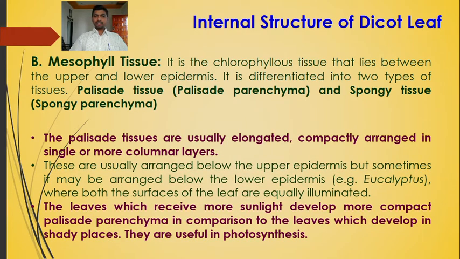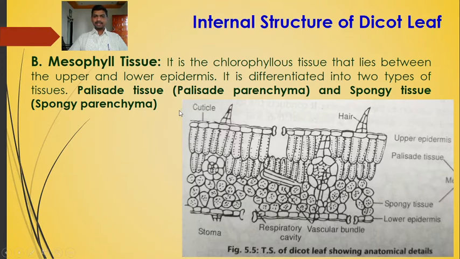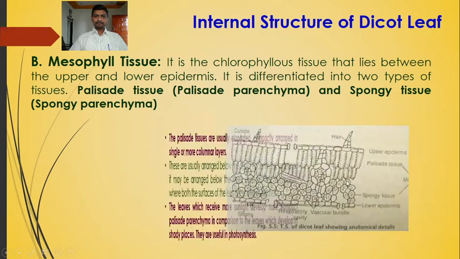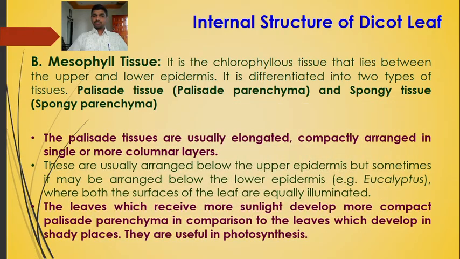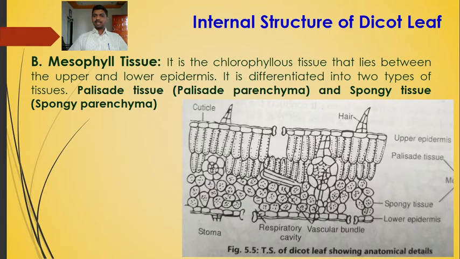The palisade tissue cells are usually elongated, compactly arranged in single or more columnar layers. Here in this diagram we can see the palisade tissue compactly arranged in single or more columnar layers. These are usually arranged below the upper epidermis, but sometimes they may be arranged below the lower epidermis, for example in eucalyptus, where both surfaces of the leaf are equally illuminated by sunlight.